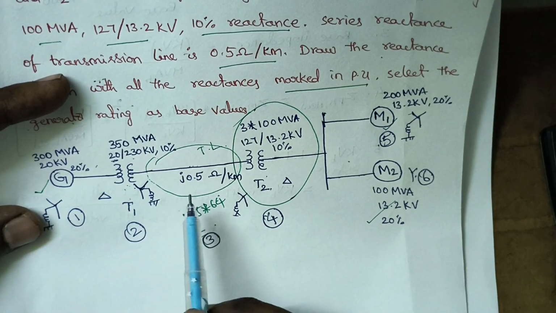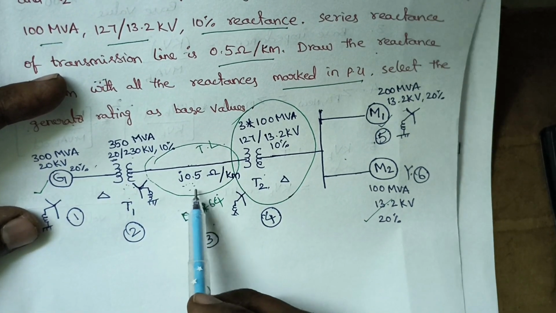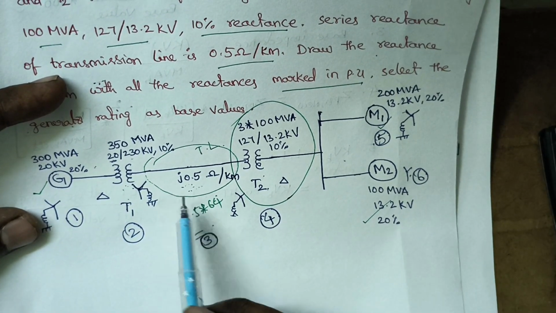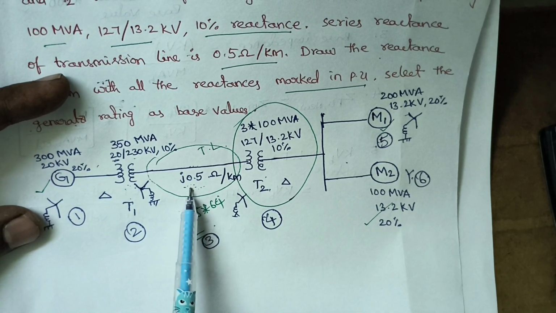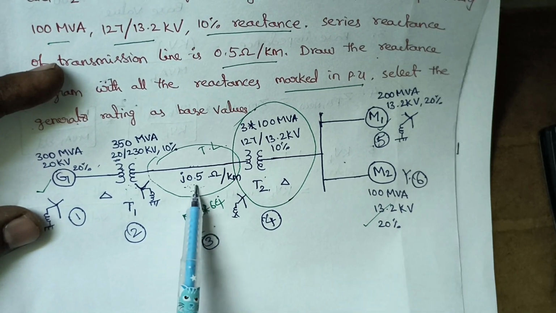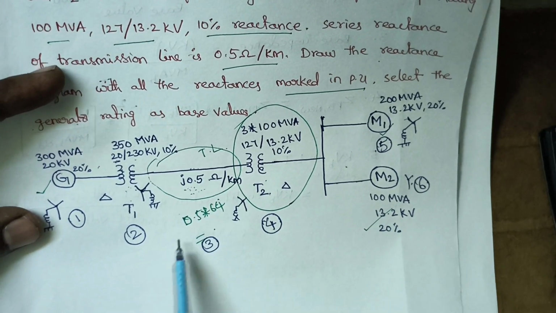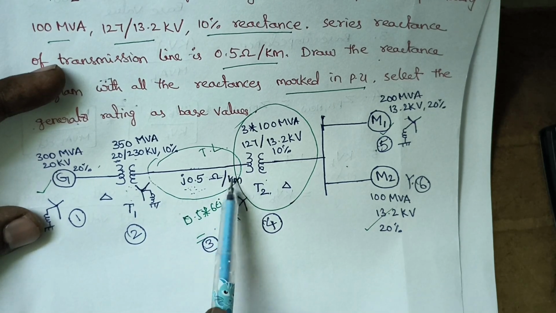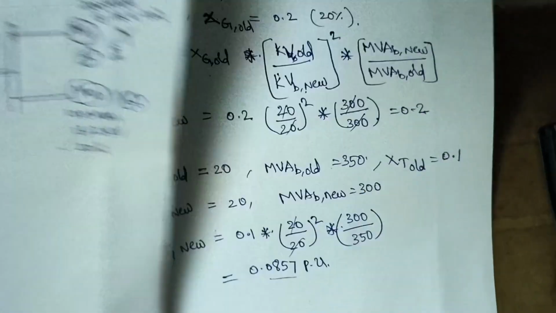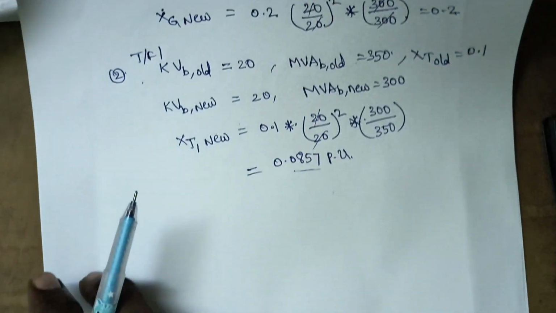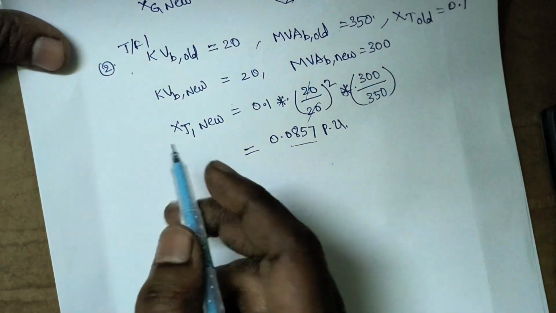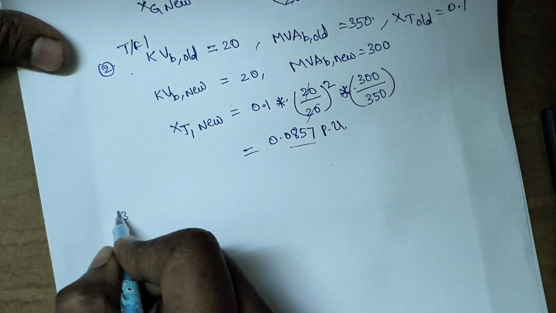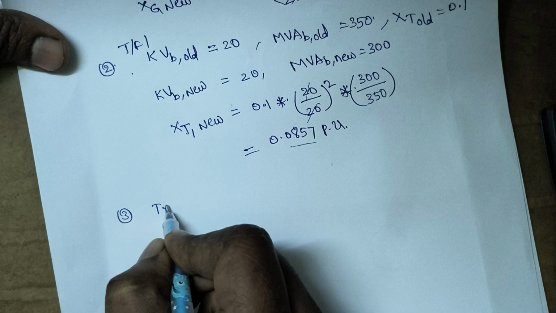Next, the third component is the transmission line. How to find out the transmission line? He said that the transmission line reactance is 0.5 ohms per kilometer. Now, what is the length of the transmission line? 64 kilometers. So I will take it like this. Third one is the transmission line.